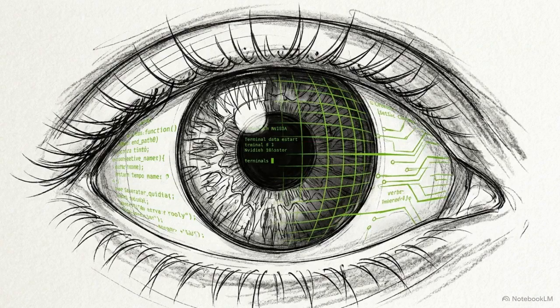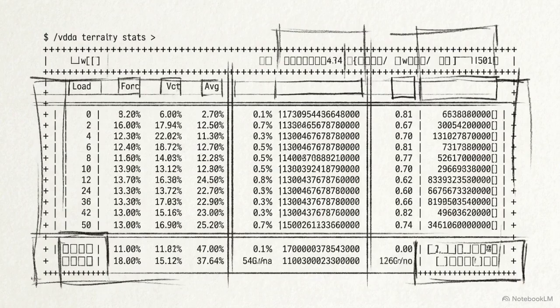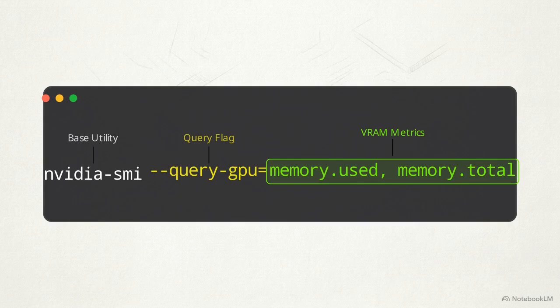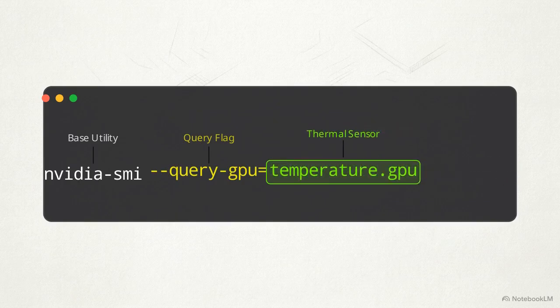Both the static grid and the dynamic feed are built for human eyes. If you want to feed your hardware telemetry into an external logging script, all that extra visual formatting gets in the way. This diagram shows how to isolate exact variables. We start with the base nvidia-smi command, add the --query-gpu flag, and specify exactly what data we want to extract.